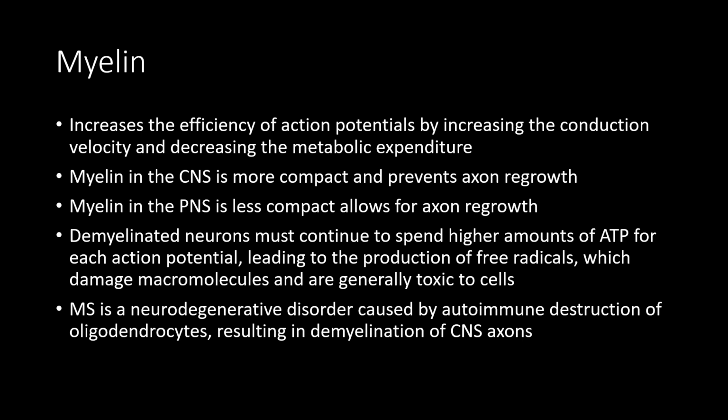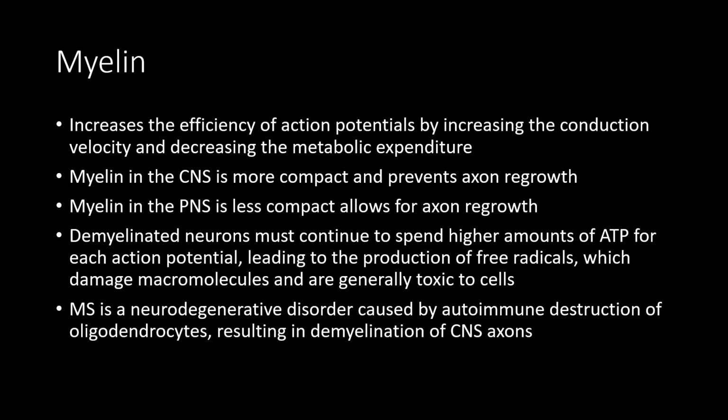Myelin is the white fatty substance that surrounds axons and helps to speed up conduction speed, because the myelin doesn't go the entire length of the axon. There's little blobs of myelin with gaps called the nodes of Ranvier, and the signal basically gets to skip over the parts of the axon that are myelinated, and it jumps in between the nodes of Ranvier. So it increases the efficiency of action potentials by increasing the conduction velocity and decreasing the metabolic expenditure.